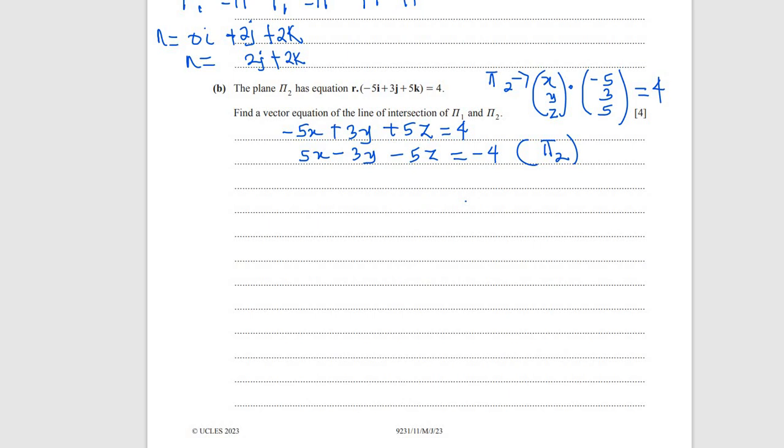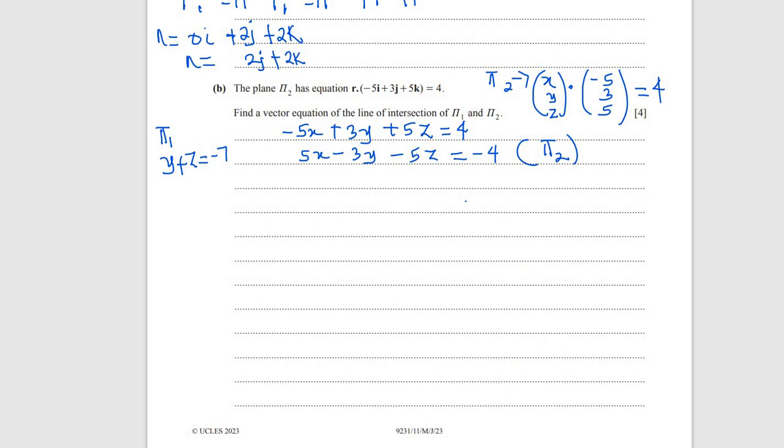And they said find a vector equation of the line of intersection of plane 1 and plane 2. Remember, don't forget, plane 1 is y plus z equals minus 7. Now we are asked to find the vector equation of the line of intersection between the two planes. Don't forget there are some rules we have for when two planes intersect.